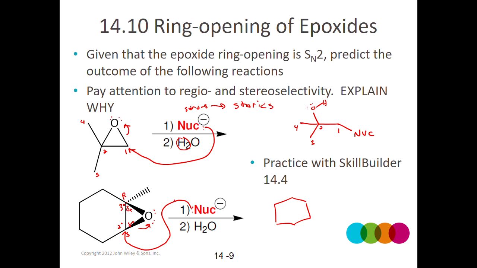So when we draw the product at that, we don't expect there to be any change stereochemically. The methyl group should still be pointing away, and the oxygen should still be pointing out. The water would, in a second step after all that occurs, protonate that oxygen.